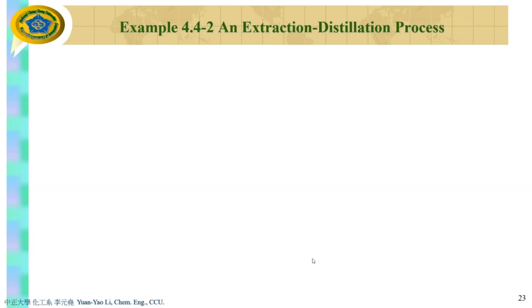So a mixture containing 50% acetone and 50% water is to be separated into two streams. This is a typical separation process, right? So one rich in acetone and another rich in water, okay? The separation process consists of extraction of the acetone from the water into MIBK, or we call it M for short, right? Which has a much higher affinity for acetone than it does for water. So like acetone, MIBK doesn't like water, right? So the process is shown schematically below.